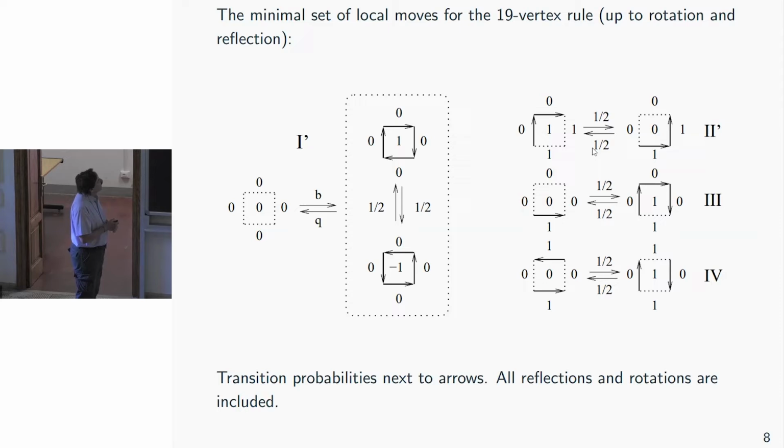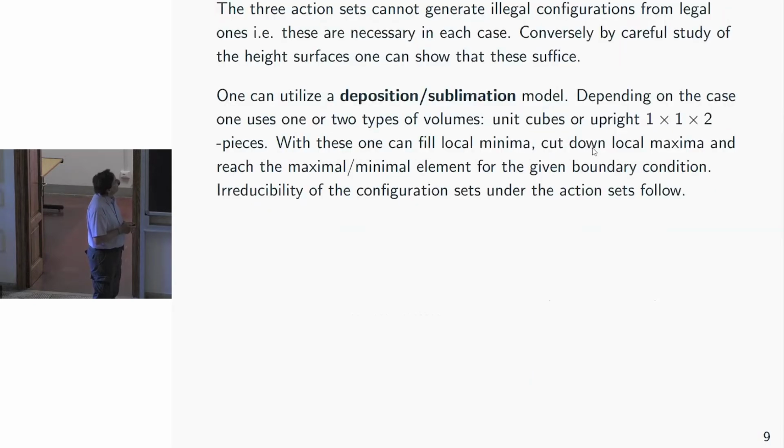These fractions are probabilities, and I parameterize them here with B and Q because I want to play with those a little bit later on. But this is the minimal set for the 19-vertex rule with which you can generate everything.